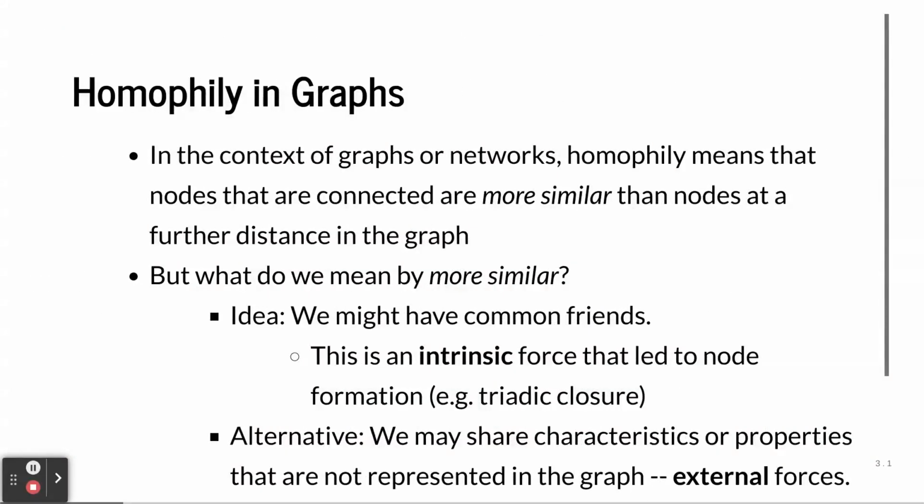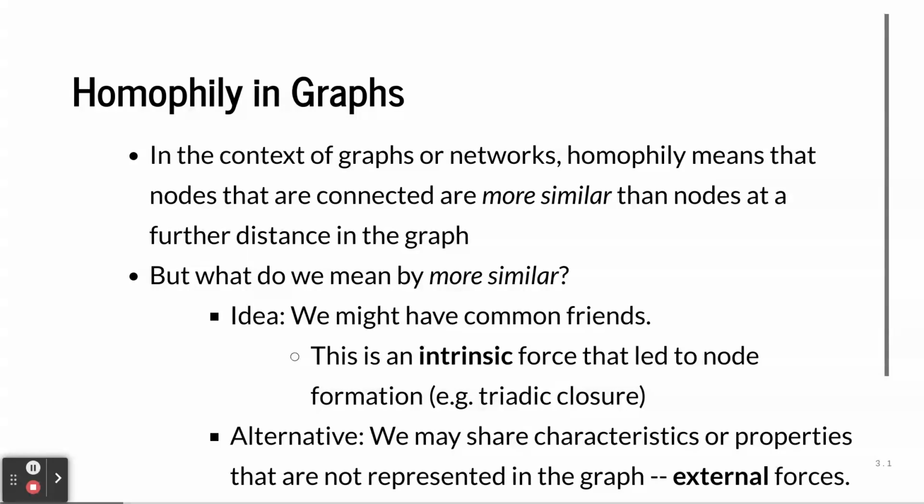Now, let's think about this with a little bit more structure and within the context of a graph or a network. So, what we mean by homophily in a graph or network is that nodes that are directly connected to one another, meaning there's an edge that is formed between them, are "more similar" than nodes at a further distance in the graph. Now, the key term there that we'll need to define is what we mean by more similar.